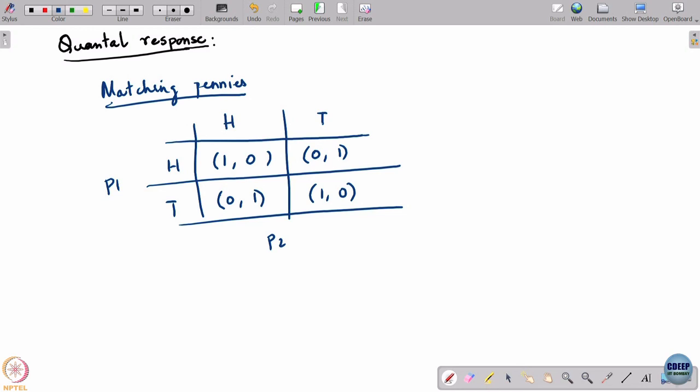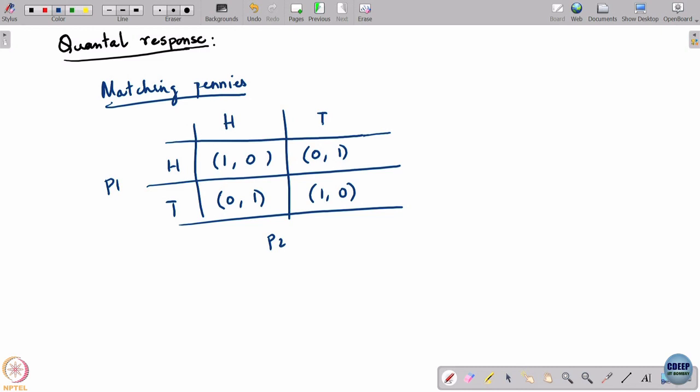So in other words, player 1 wins when their outcomes are the same, when the up face is the same for both players. Player 2 wins when the face is different. Okay, so this is the setup. You can see the payoffs are extremely symmetric, and you can also see that there is no pure strategy Nash equilibrium in this game.